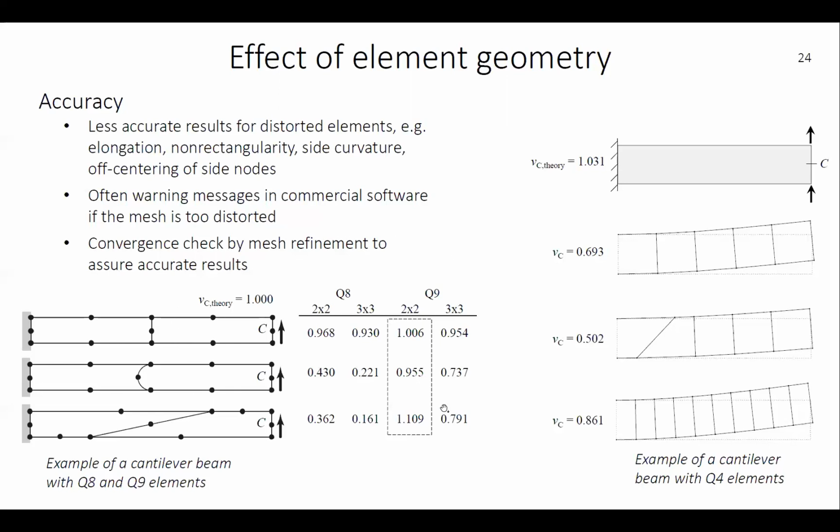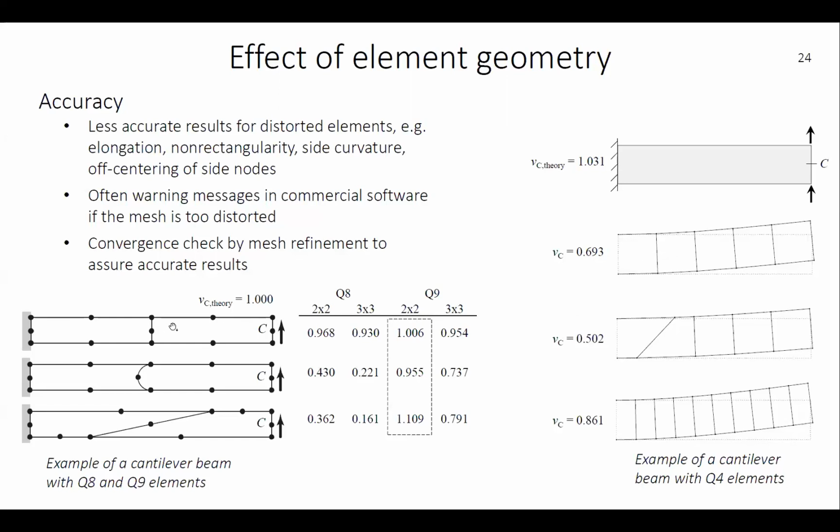So that's a little bit about the accuracy of the results. And another illustration of the Q4 element with the same cantilever beam, having other kind of distortions. So here we have perfect rectangular elements. Still with 5 elements, you only get about 70% of the theoretical results. Whereas if you have 2 elements using second order elements, you have very accurate results.